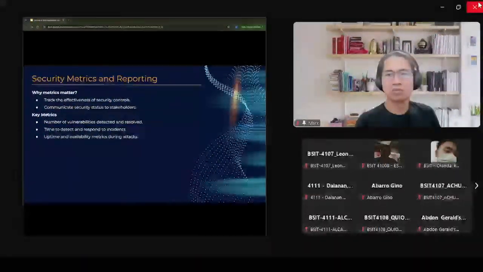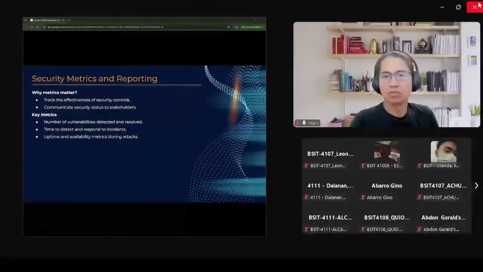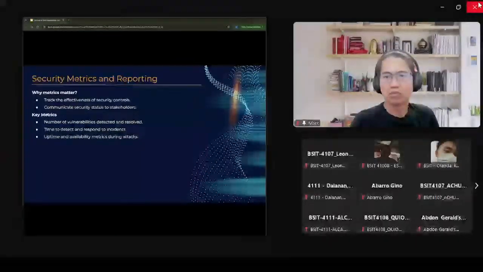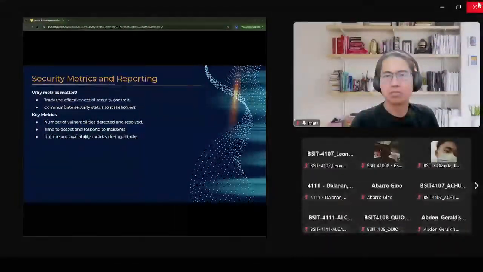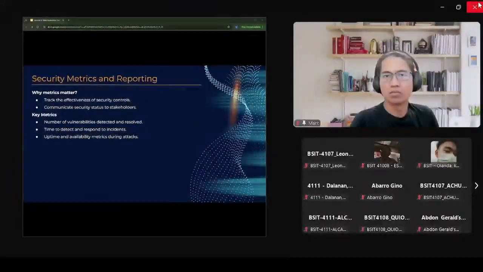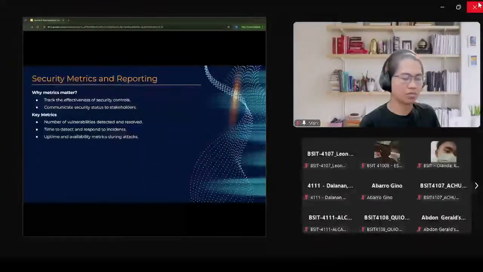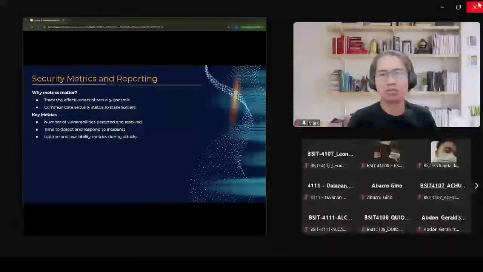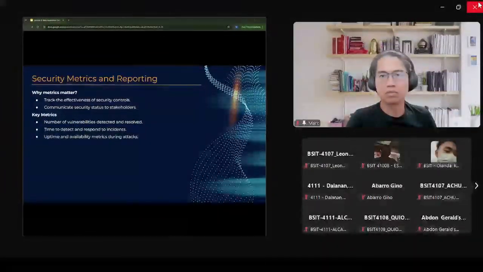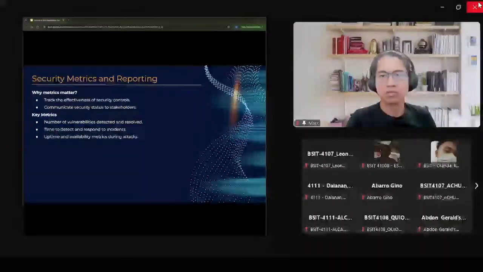The second one is communicating security status to stakeholders. Security teams often need to justify their efforts and investments to non-technical stakeholders, such as executives or board members. Clear metrics allow security professionals to present a snapshot of the organization's risk posture in a way that is easily understood. For example, metrics like time to detect incidents can illustrate improvements in response capabilities, showing a return on investment for enhanced monitoring tools.